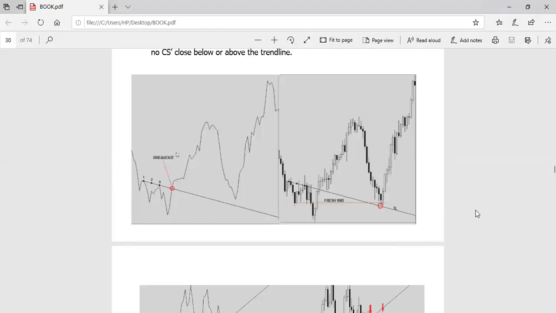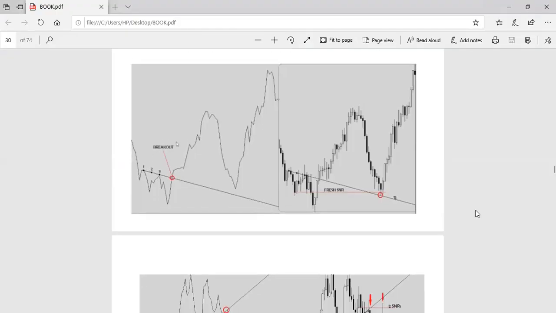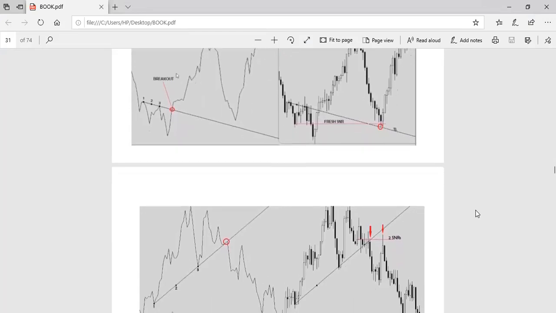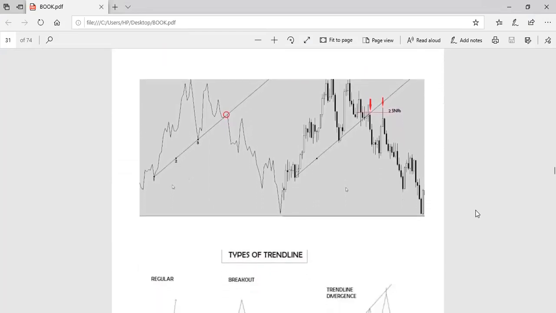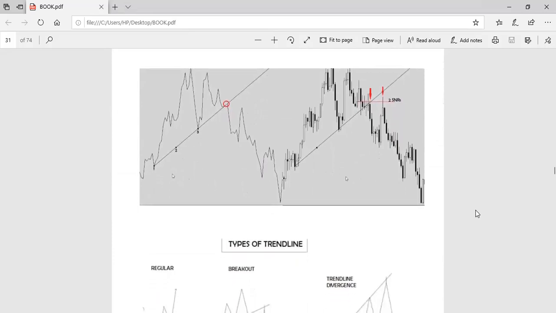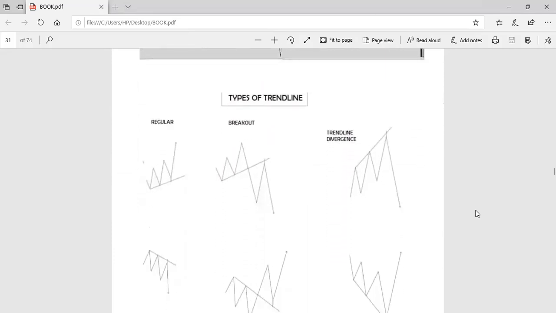So the type of Trendline, I told you about the drawing. If you draw your trend line very well, it will serve a great purpose for you, especially in taking a breakout trade. So these are the types of trend line we have.